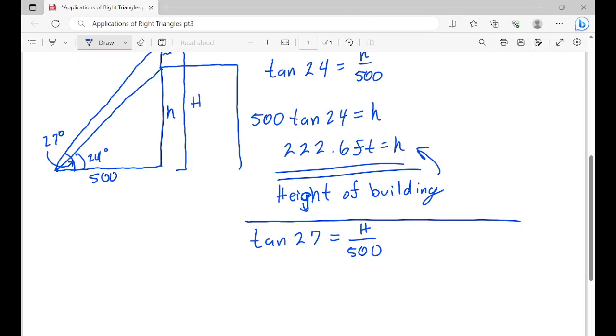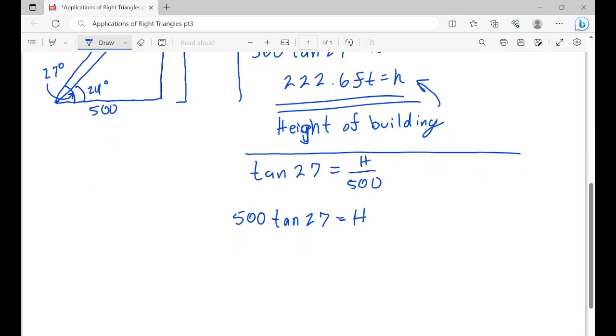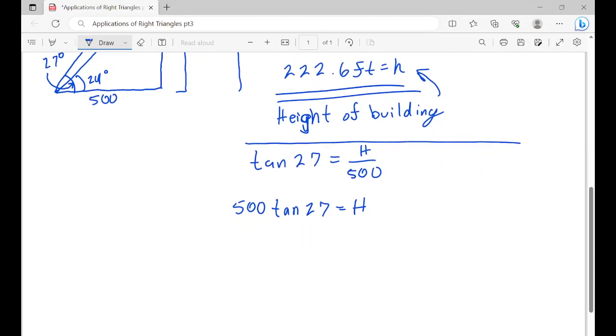So multiply the 500 over. Tangent of 27 equals capital H. So I have 500 times tangent 27. And again, I plug that into my calculator, and I'm going to get, to one decimal place, 254.8 feet for capital H. Now this is the height of the building and the flagpole combined.